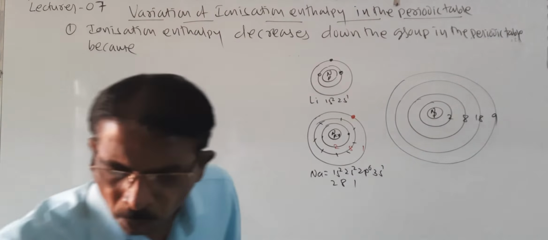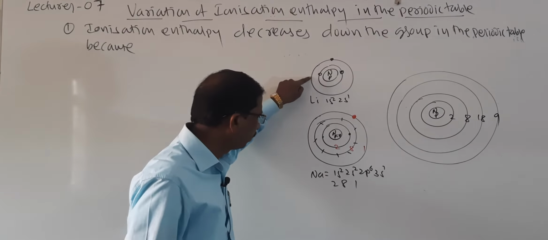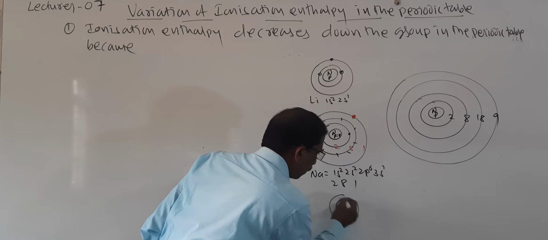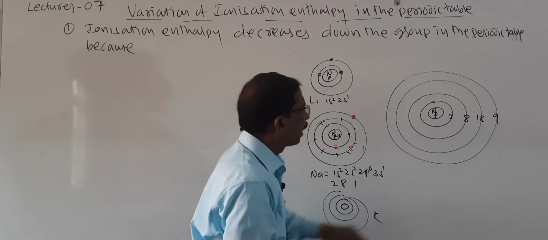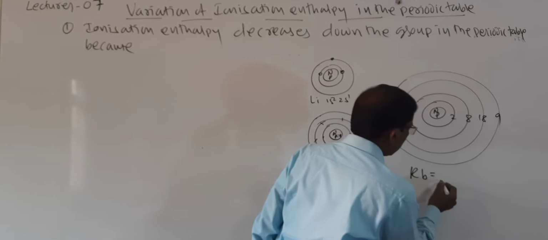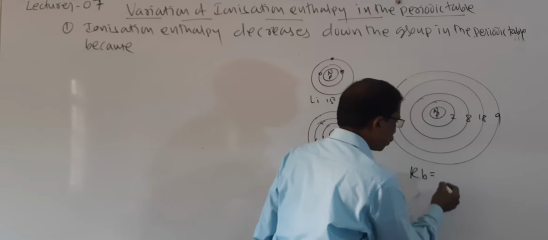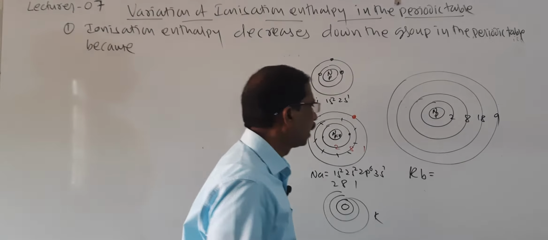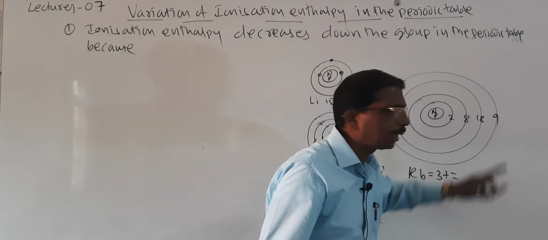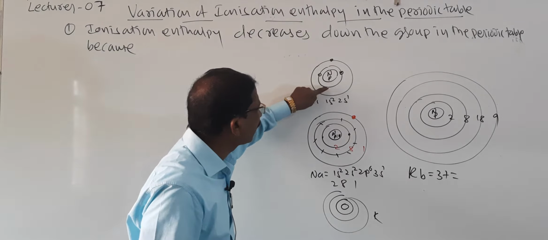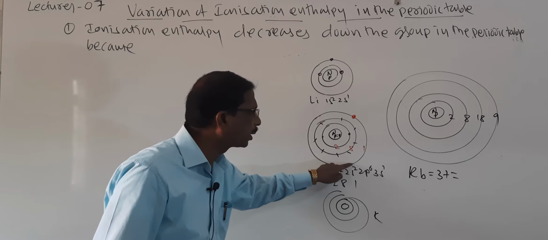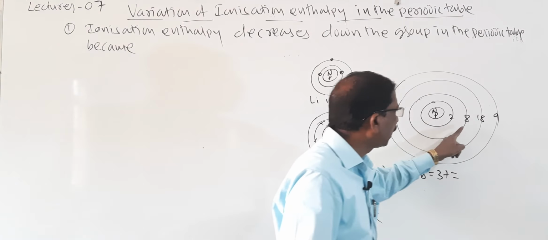Look here, what happens students? Lithium, sodium, and then after this you will get potassium, and after that you will get rubidium. Rubidium is atomic number 37, so 1s2 2s2 like this. The electrons are 2, 8, 18, 8, 1. So look here, what happens here? Here only 2 shells are there, K and L shells, and here K, L shells are there.